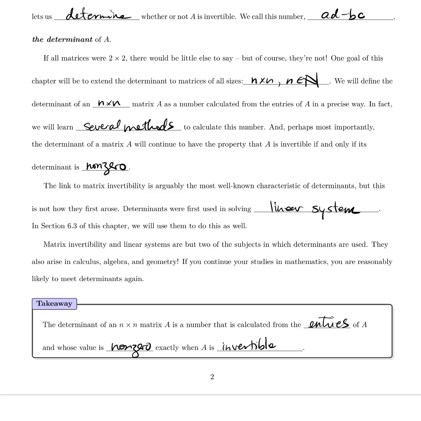So in the next video, we'll explore these determinants, how to calculate them, and their properties even further.